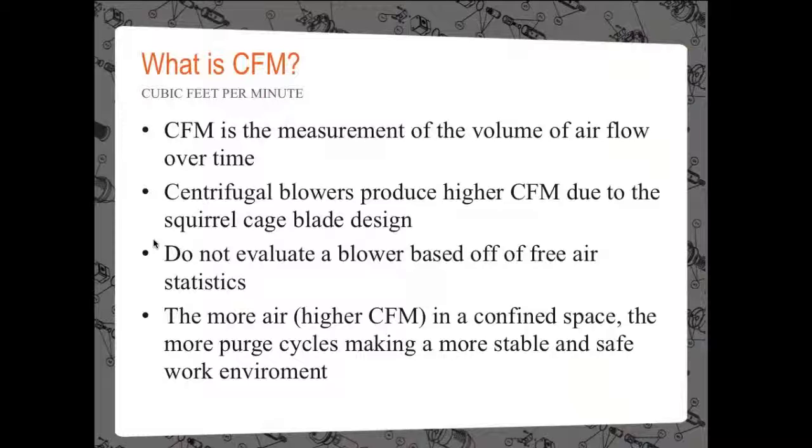Because the squirrel cage design has more blades and produces higher pressures than the fan blades found in an axial blower. What is important is how much air through ducting can be delivered at distance into the confined space, not how much free air the blower can produce without ducting. More air into the confined space is more purge cycles. More purge cycles equals more stability. More stability equals a safer work environment for the workers.